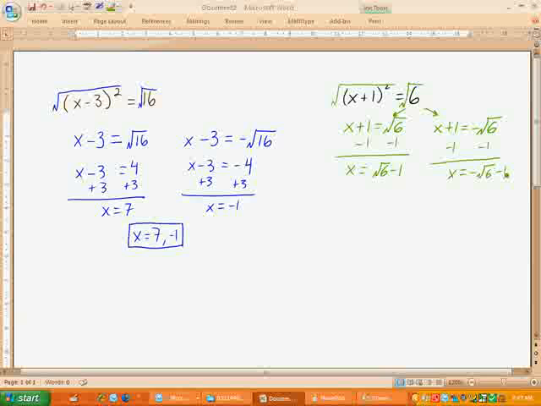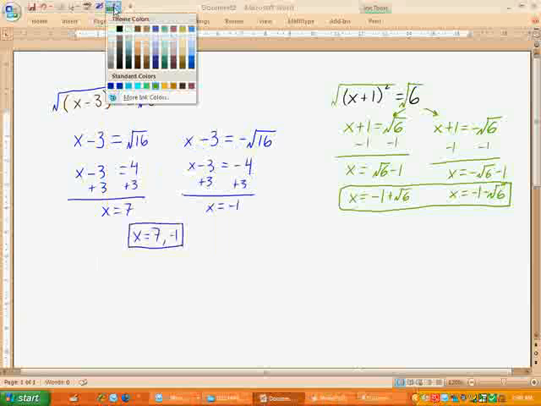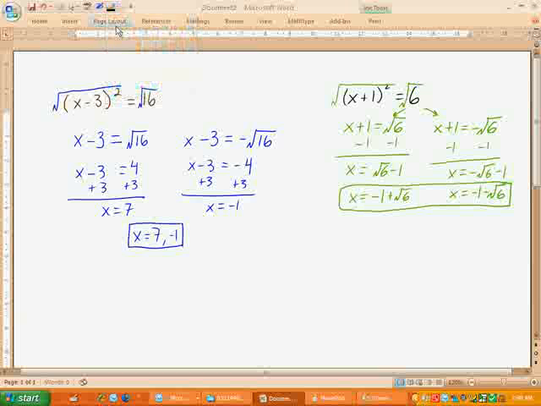Now it's actually convention to put the whole number first. So if we do that, we'll write −1 + the root of 6. And over here it'll be −1 − the root of 6. And so those are both solutions to my equation. Let's look at one more, and then we will be done. For our last one, we're going to make it a little bit different.